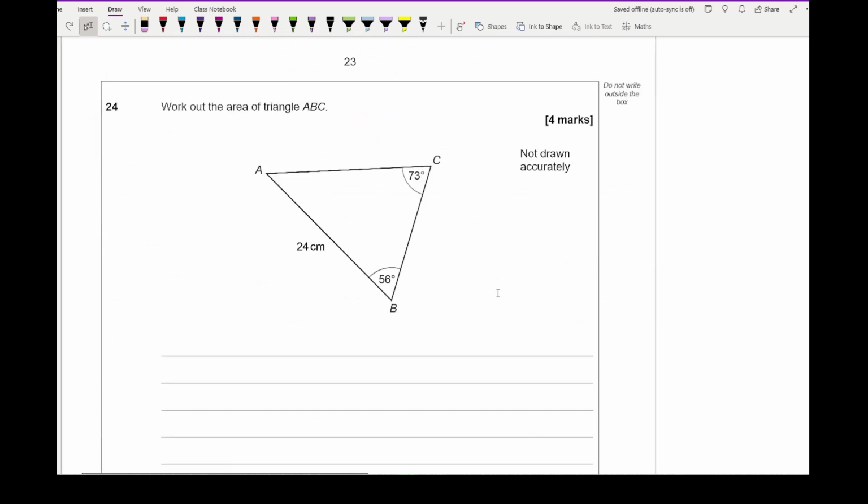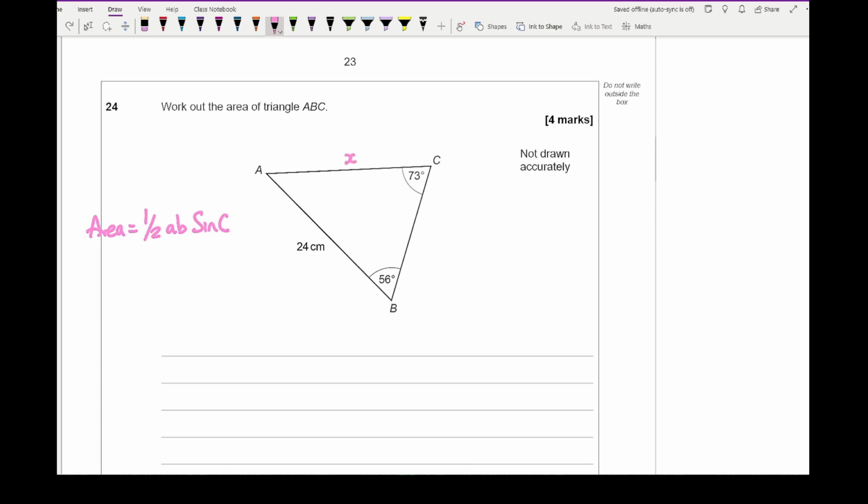Then moving on to question 24, it says to work out the area of the triangle ABC. For this, I don't know the perpendicular height, so the formula for the area is going to be a half AB sine C. I only know one side, so what I then need to do is find out what one of the other sides is. So I'm going to find out what this side here is.